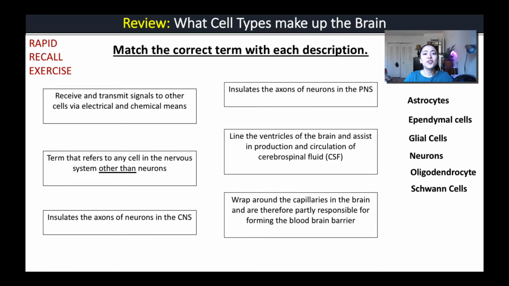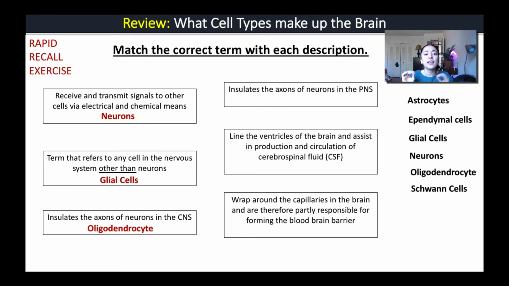Now let's test your understanding of what we just covered. Pause the video and try to match the correct term with each description. Now let's go over the answers. Neurons receive and transmit signals to other cells via electrical and chemical means. The term that refers to any cell in the nervous system other than neurons is the glial cells.